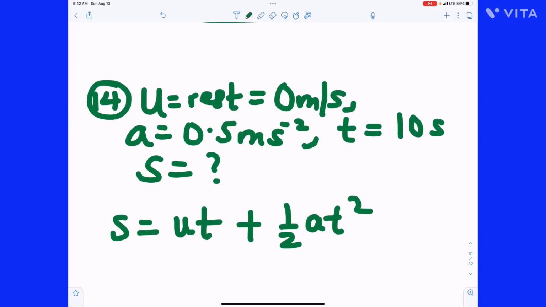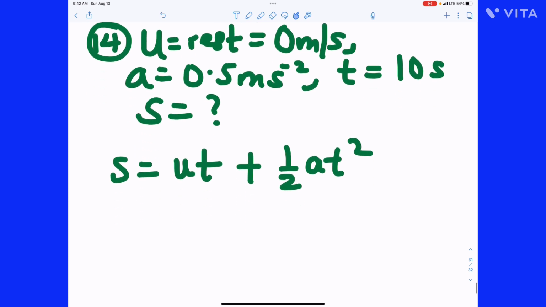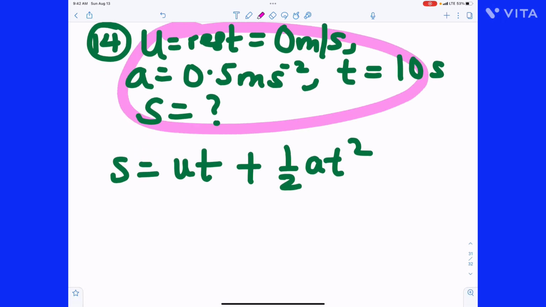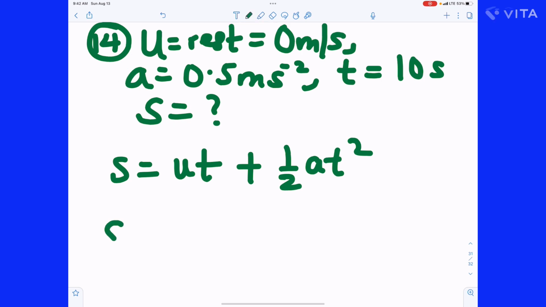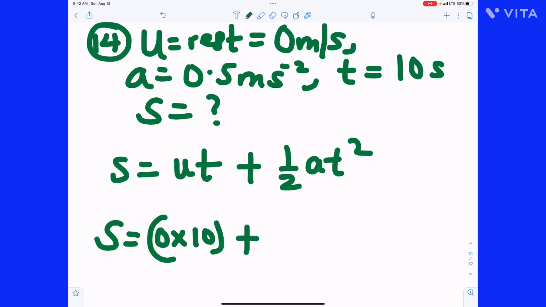The suitable formula for this question too is S is ut plus half a t squared. Let me be sure. Okay, 10 seconds, 0.5 meter per second squared. That's correct. So the formula connecting S, U, A, and T is the third equation of motion, which is S is equal to ut plus half a t squared. Now, your distance will be equal to 0 times 10. The initial velocity is 0, so you do 0 times 10 plus open bracket half times what?